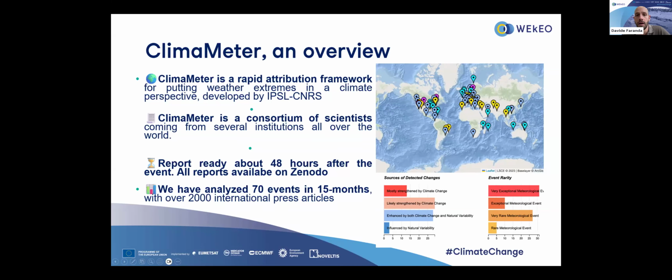The light blue is related to windstorm. The blue is related to floods. Then we have violet that is related to cold waves. We have yellow for heat waves, and we have red, although you cannot see them here, for fires. And the output that Climameter provides is how we can attribute an event to climate change.